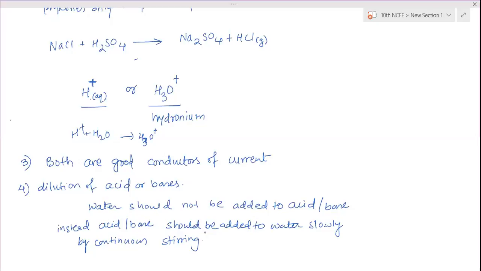But in the second case, there is more water, and we are adding the acid or base slowly. The latent heat of vaporization of water is very high, so it will absorb the large amount of heat energy produced. The heat energy produced will be absorbed by water, and it will not allow the acid or base to convert into vapors. So it will not allow the temperature to increase, and the accident can be prevented in the second case.